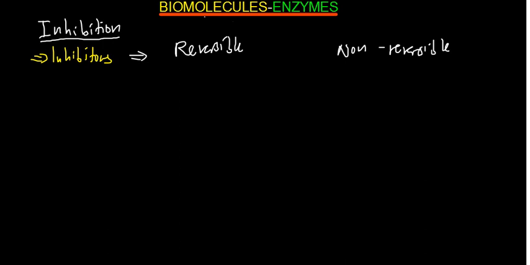Now the ones which are able to reverse can easily be removed from the enzyme. But that means that the non-reversible ones cannot be removed from the enzymes. Once they attach to the enzymes, they are stuck like that. You cannot remove them. Now these inhibitors which are reversible, or which you are able to remove, can be either competitive or non-competitive.